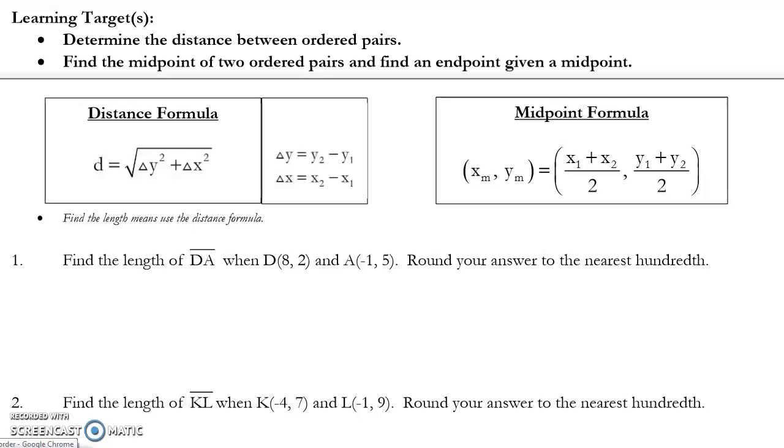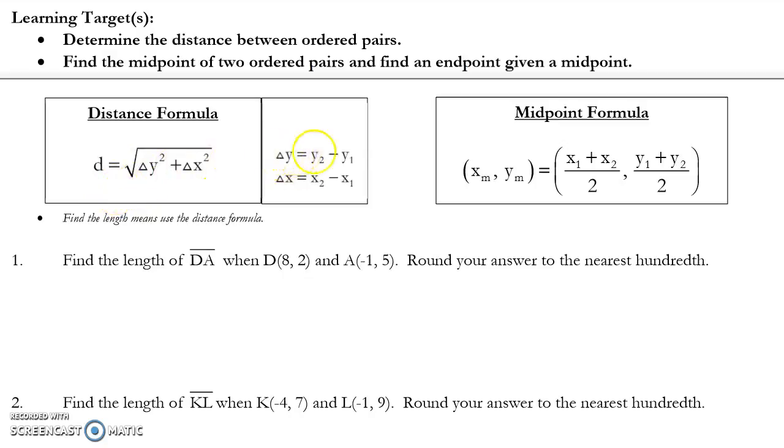In this video, we're going to review the distance formula and the midpoint formula, how to apply them. In here I've listed what the distance and midpoint formulas are. I've changed this up slightly from what we did in class. Instead of saying d squared equals change in y squared plus change in x squared, I've square rooted both sides. Hopefully this tries to alleviate some of the mistakes that we've been making.